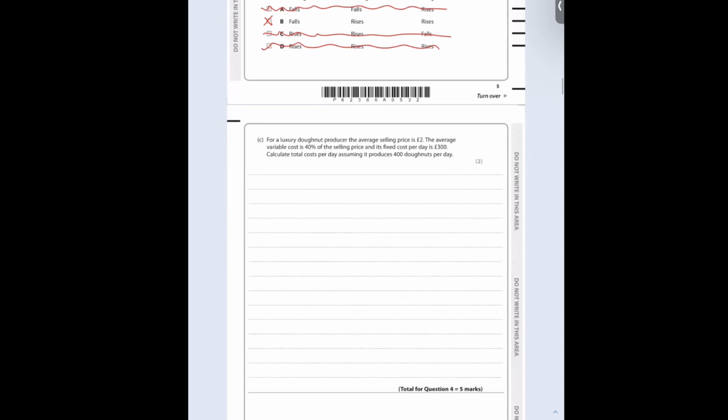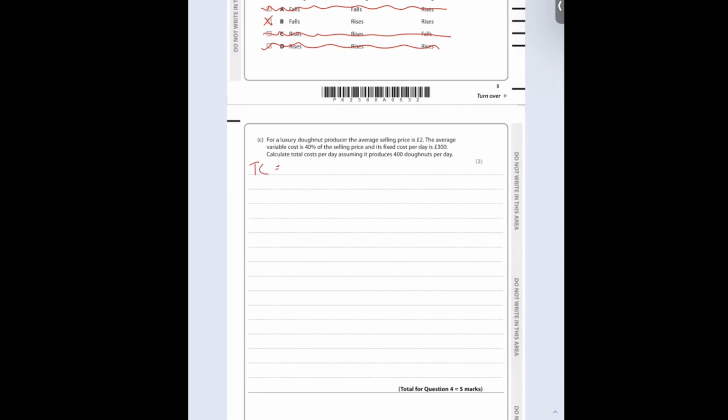Okay, question 4C. For a luxury donut producer, the average selling price is £2. The average variable cost is 40% of the selling price and its fixed cost per day is £300. Calculate the total cost per day, assuming it produces 400 donuts per day.